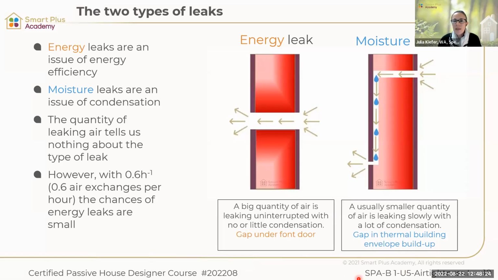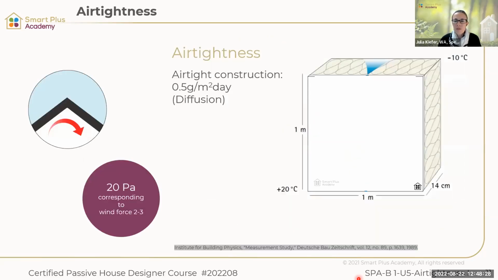Now I want to show you how big the problem can be if you don't have proper airtightness. So let's see, we have here an airtight construction. And what happens in an airtight construction, we still have diffusion. Diffusion means that vapor moves through a material, and that diffusion gives us 0.5 grams of water in that structure per square meter per day. Okay, remember that number? Oh, it'll stay there anyway.